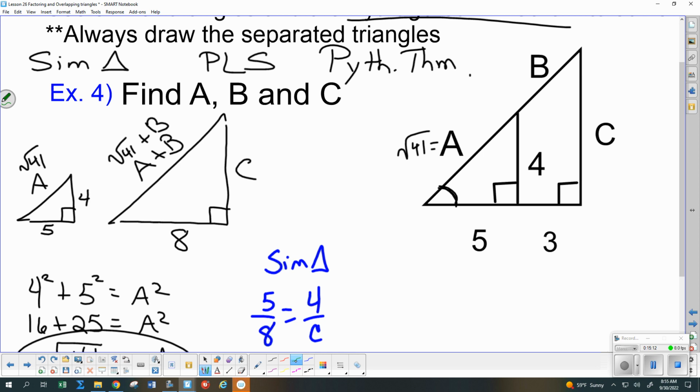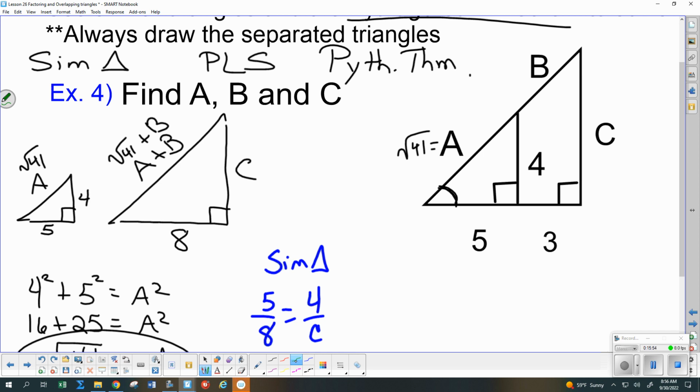I could do Pythagorean theorem here. I could do 8 squared plus the C squared that I just found, that fraction, and square it, equals root 41 plus B times root 41 plus B. Do you like the sound of that one? That seems awfully messy to me. Let's see if one of the other ways is going to be any easier. I could do root 41 over root 41 plus B equals 5/8. That's better. Let's see what the other one was. Maybe we'll go with that one, but let's see what proportional line segments would give us.